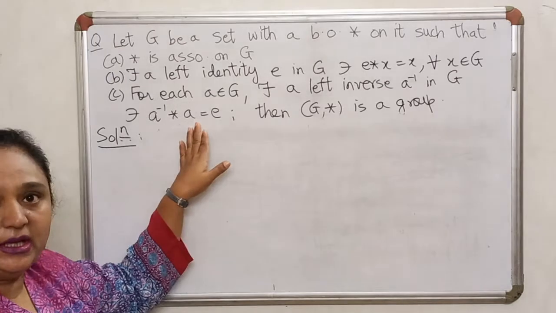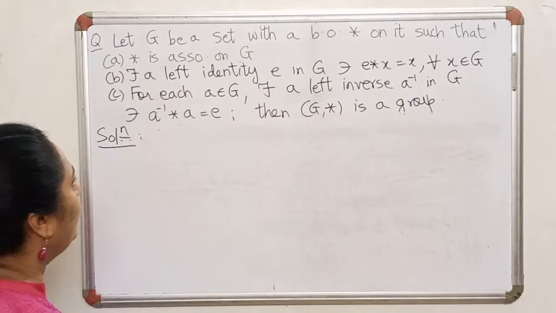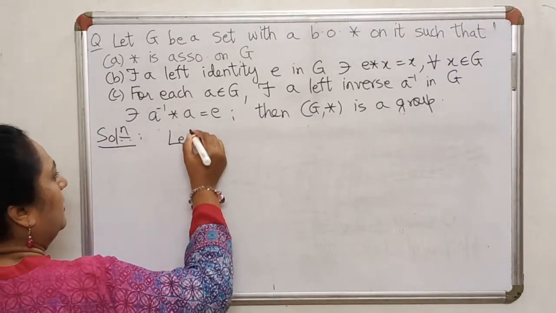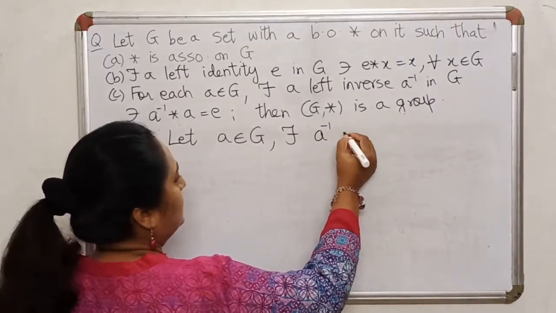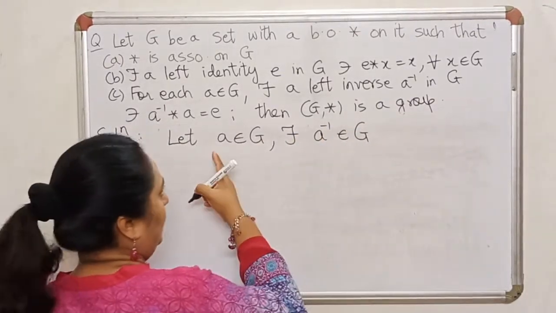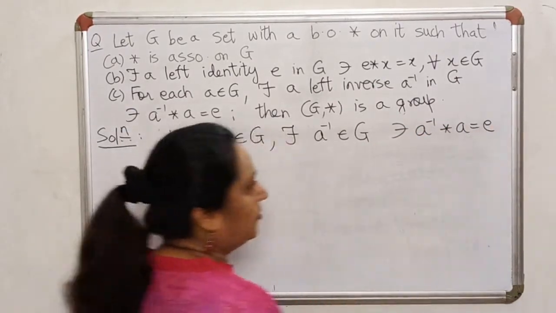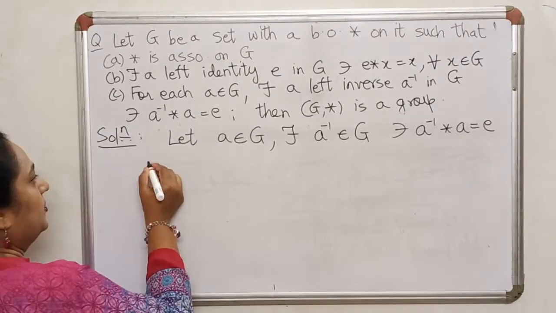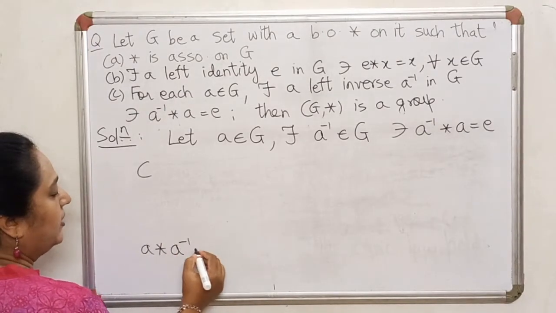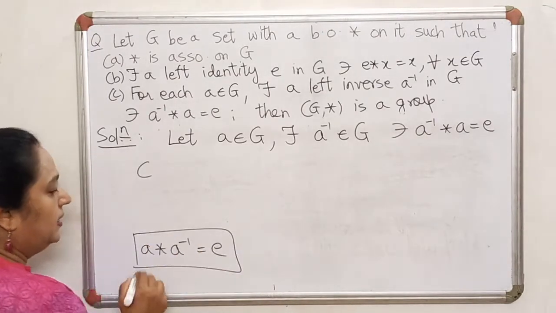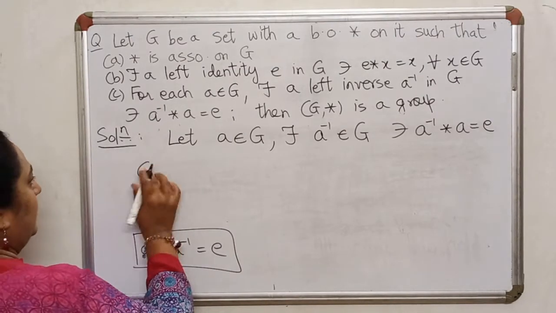So now the only property that remains to be established is that this element is the right inverse of A. So once again, let me start with an element A in G. I know that there exists an element in G which is the left inverse of this, such that A inverse star A is equal to E. Now this time I wish to prove that A star A inverse also gives me E. So this is my final aim. Now let's see how exactly we get over there.